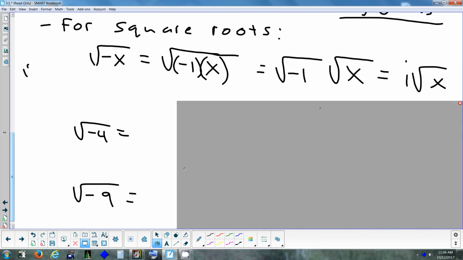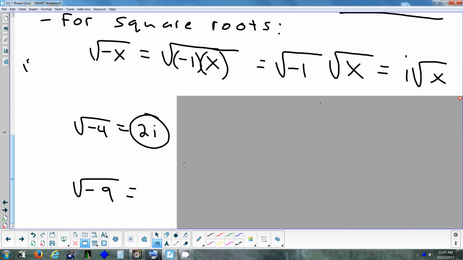Okay, let's start with square root negative 4. You don't have to show all these steps. If you can just give me the answer to square root negative 4, that's fine. So Chantal, do you think you could tell me what square root negative 4 would be? 2i. Yep. And you put the i after the 2, that's perfect. There's no confusion.